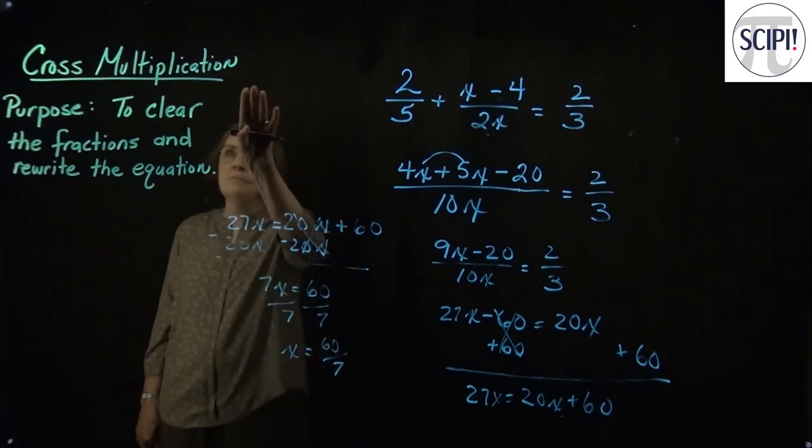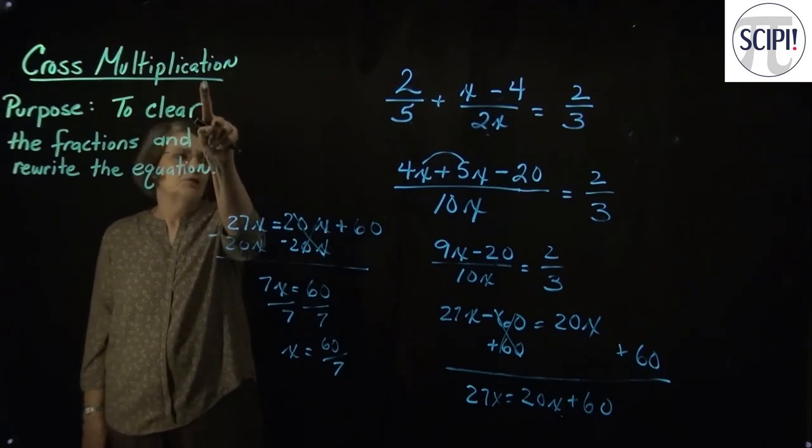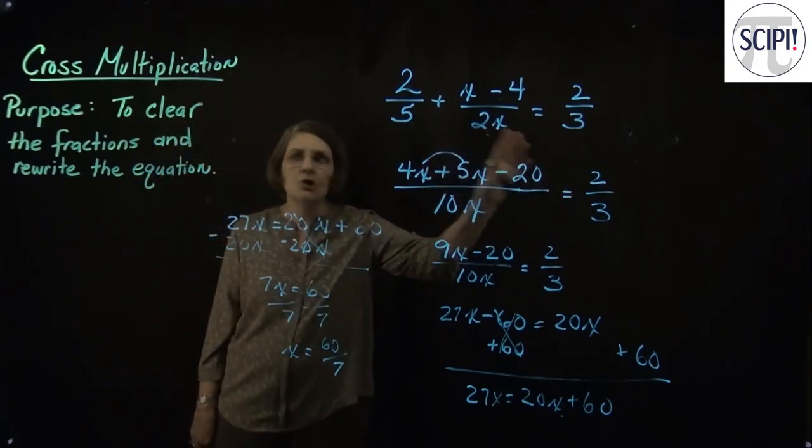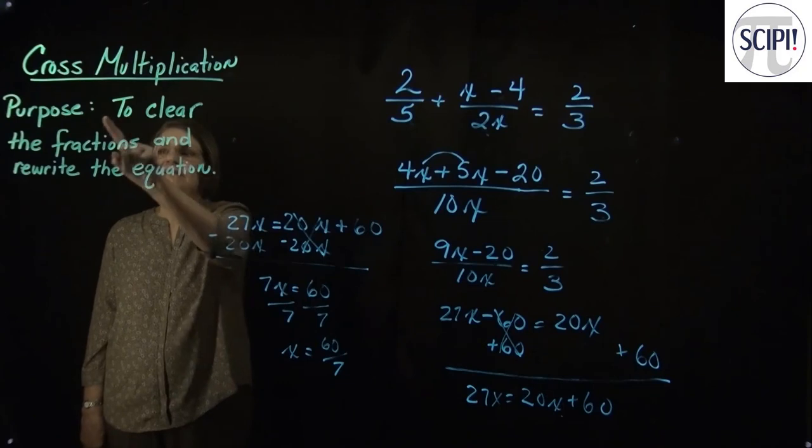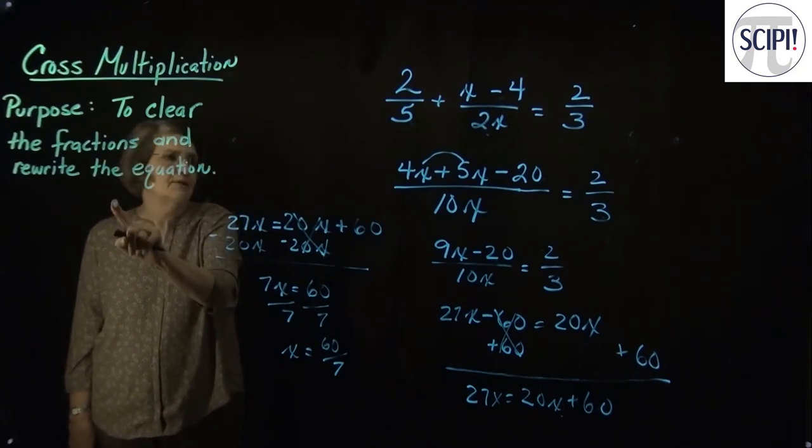All right, so remember today, cross multiplication, that's when I have one fraction on both sides of the equal sign, and the purpose is to clear the fractions and then rewrite the equation.